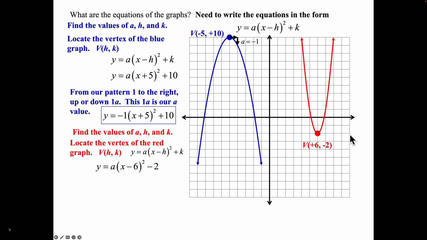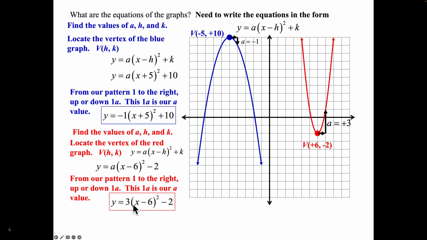Find A, start at the vertex. 1 to the right, up 1, 2, 3. It hits perfectly right there. So A is 3, we'll put 3 in front of our parentheses. 3 times the binomial x minus 6, that's squared, minus 2. There's my equation. We're all good. And that wraps up 11.6.